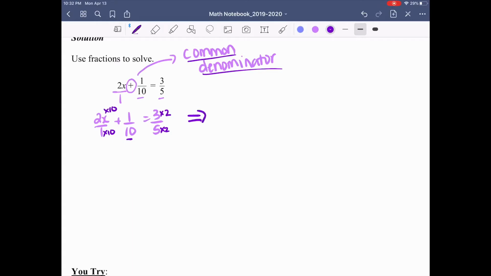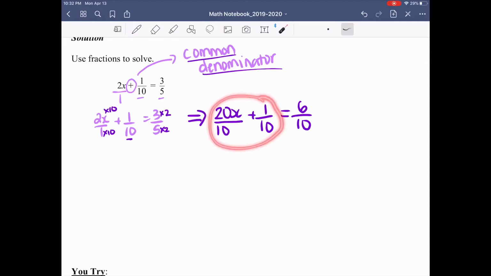So let's rewrite this with a common denominator. The first one would be 2x times 10, which would give us 20x over 10, plus 1/10, that just stays the same. And then the next one is over 10, and 3 times 2 is 6. So now that we have them all over 10, we can do our addition. So we can simplify the terms on the left. We can add them together. So 20x plus 1 over 10 equals 6 over 10.